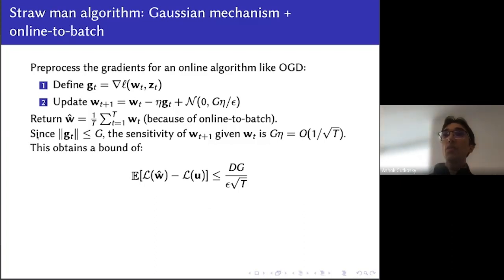Why does this work? Well, if we know that the little G_t's are less than some capital G, then the sensitivity of W_{t+1} is at most eta times capital G, because it's W_t minus eta times G_t. So if we add this much noise, by standard privacy analysis, we'll be able to make the update private. And this obtains a bound, if you calculate through what the effect of the noise is on the convergence guarantee, of 1 on epsilon root T. So the right bound would have no epsilon here. Here we have an epsilon, which is the price of privacy.